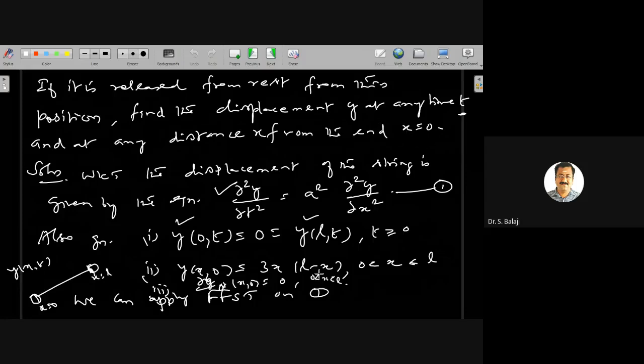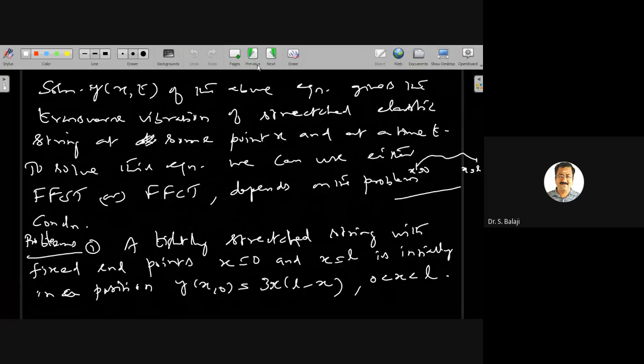So at time t equal to 0, initially it is in the position 3x into (L minus x), which we can represent. And one more thing we have to include here: at time t equal to 0 we are not applying any external force for the movement of the string. It is in some position and released. So at the initial time t equal to 0 there is no velocity of the string, no movement.